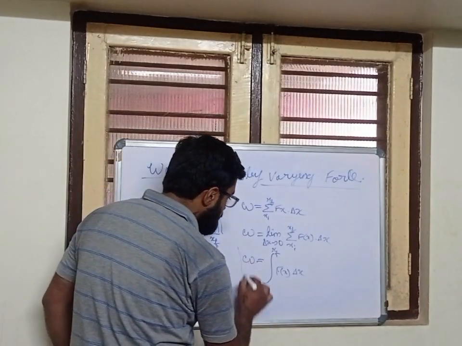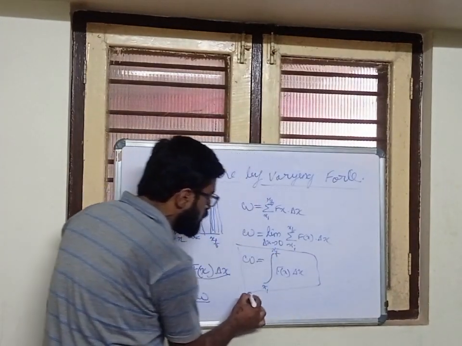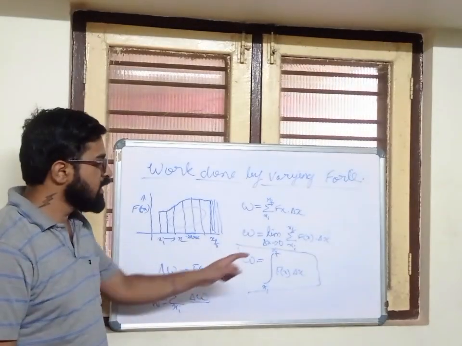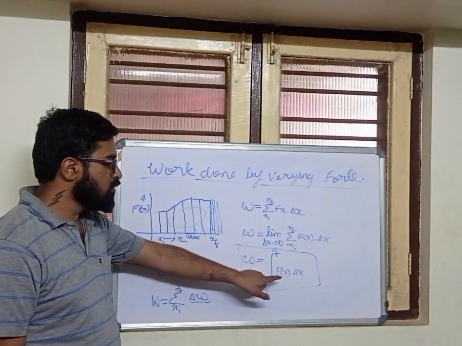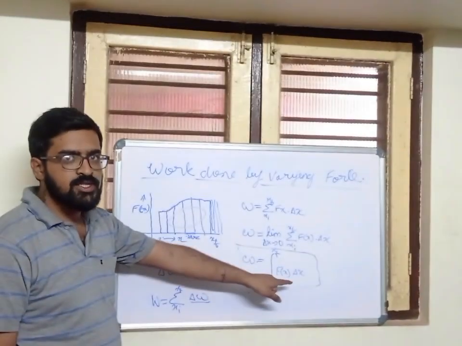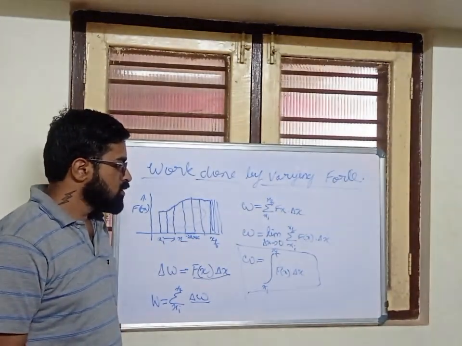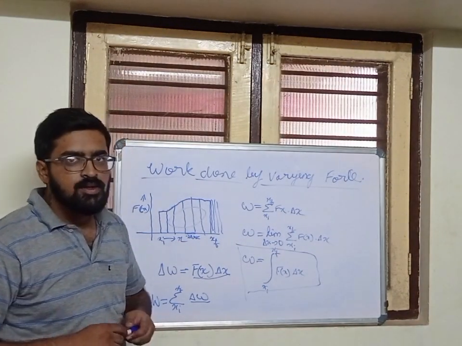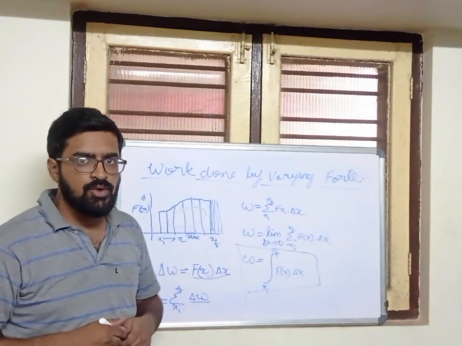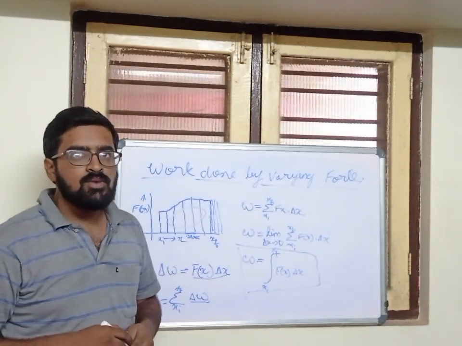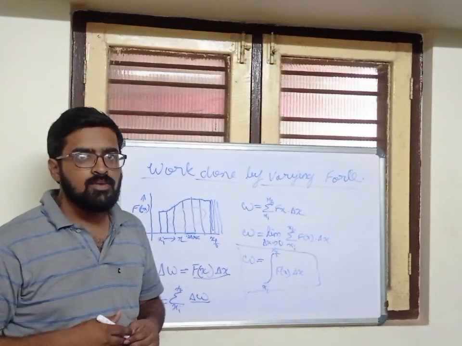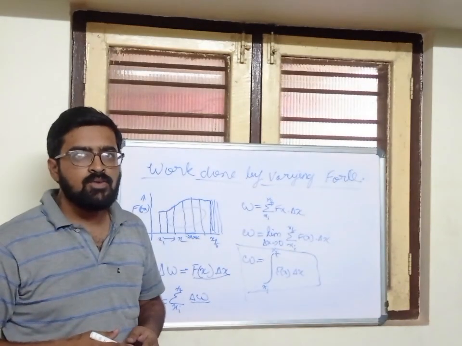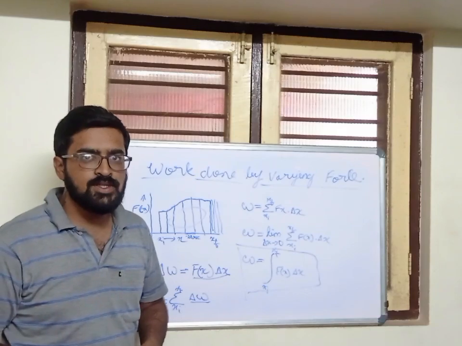So this is the final answer. This is the total work done by a varying force and a varying displacement. So this was about work done by variable force. We'll see the work energy theorem. Let's see that.